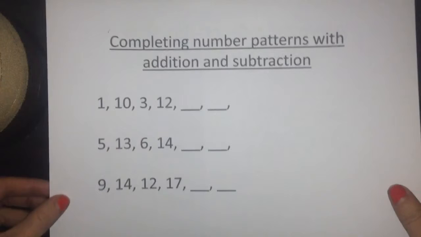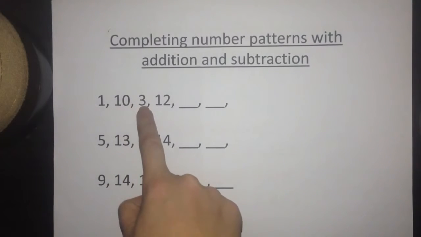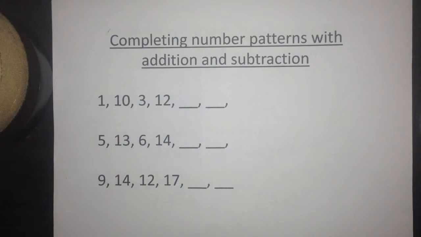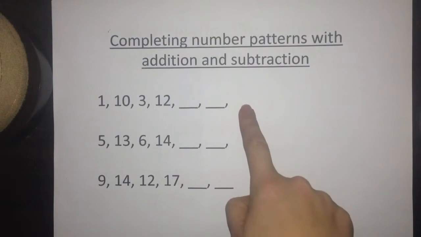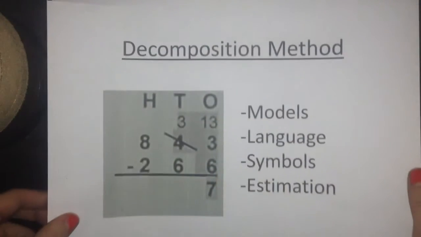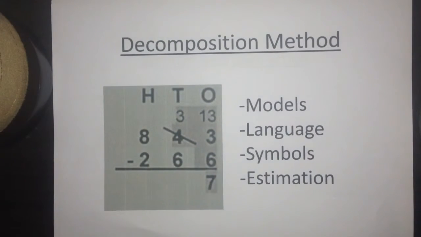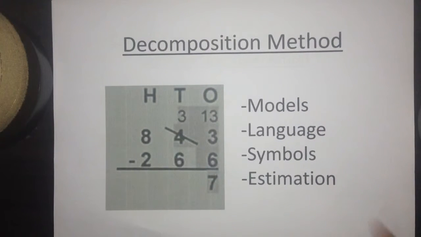They will also need to know how to complete number patterns with addition and subtraction. For example, the first one, 1, 10, 3, 12. Now the pattern here is plus 9, take away 7, plus 9, take away 7. These are basic things the students need to know to be able to complete the decomposition method. Things they'll need to know as well are models, language, symbols, and estimation.